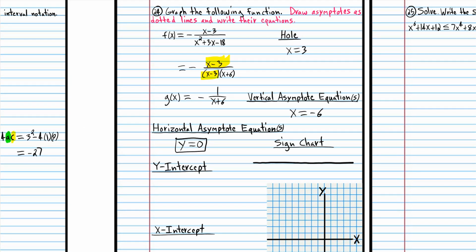Now for the y-intercept, all we have to do is just let x equal 0, and you can do that in your head. Let x equal 0, all these x's turn to zeros, and you get -3 over -18, but then you have a negative in front of it, so it ends up being -1/6. So the y-intercept is (0, -1/6).